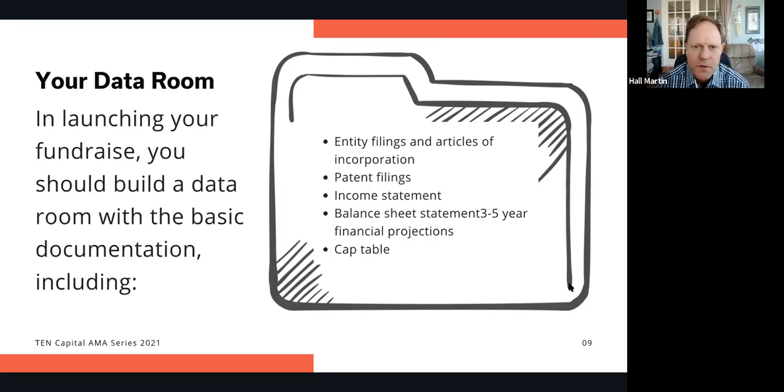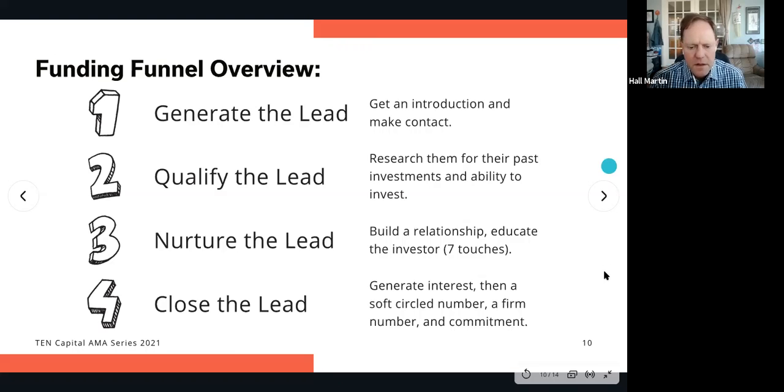It's fair game to ask for an NDA if you have truly confidential information in that diligence box. At this point, an investor will recognize that's important, will sign the NDA to get access to the box and move forward with it. So on the next slide, let's close out with the funding funnel overview.